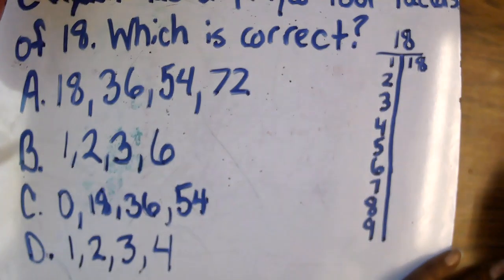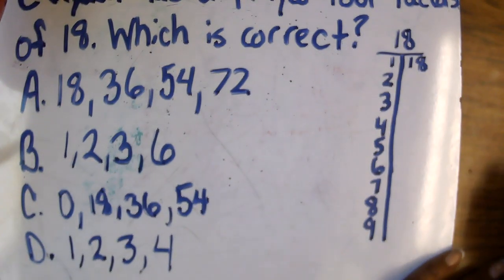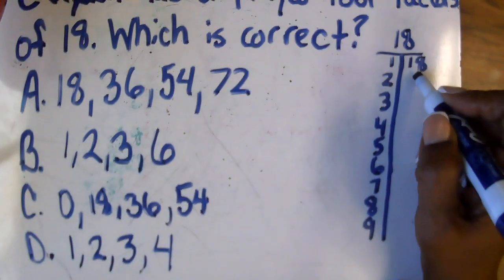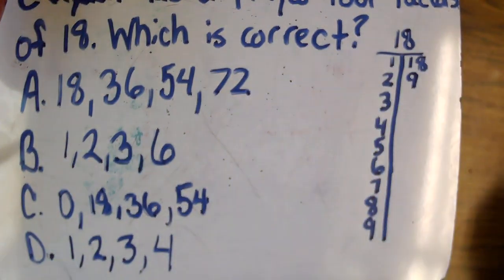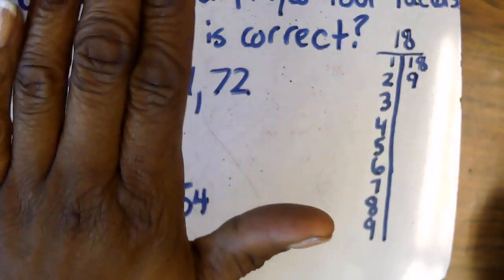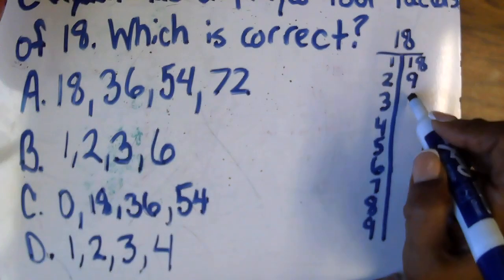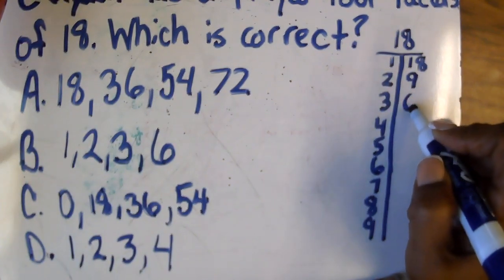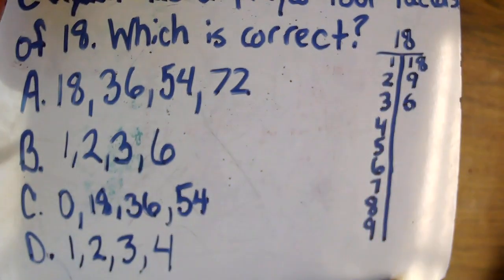2 times what gives us 18? 9. Let's prove it. 2, 4, 6, 8, 10, 12, 14, 16, 18. That's 9 times. Good. What about 3? 3, 6, 9, 12, 15, 18. So that's 6 times. That's why it's so important we know our multiplication, our multiples, okay?